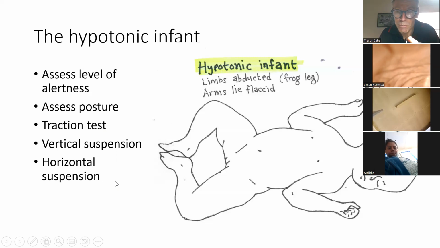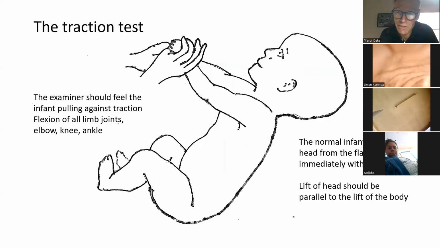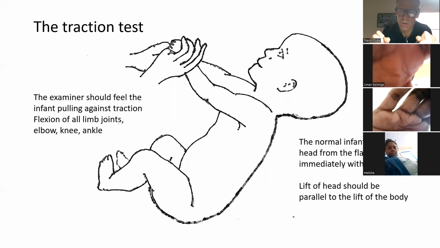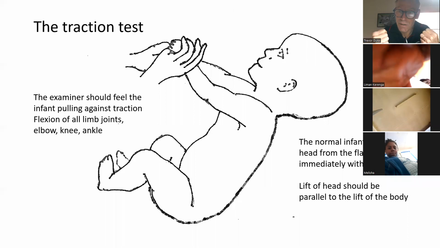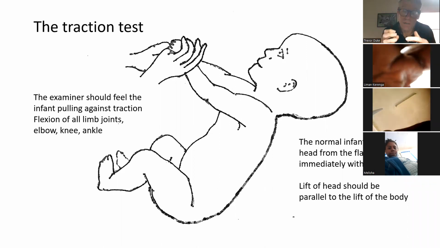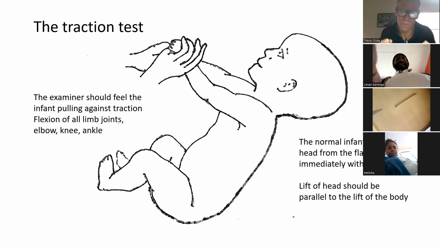These are just simple ways of holding a baby that can tell you something about their level of tone and their flop, and whether or not the problem is central or peripheral. The traction test is simply you lie the baby down and then pull the baby up. Most newborn babies should feel the infant pulling against the traction that you're applying on their arms. They should have flexion of all their limbs at their elbow and their knee and their ankle. They should have some tone, and they should be sort of resisting, but also helping you pull them up.